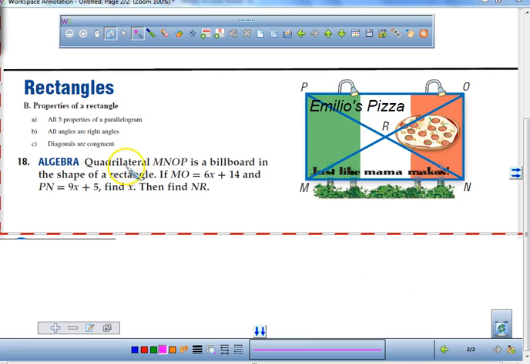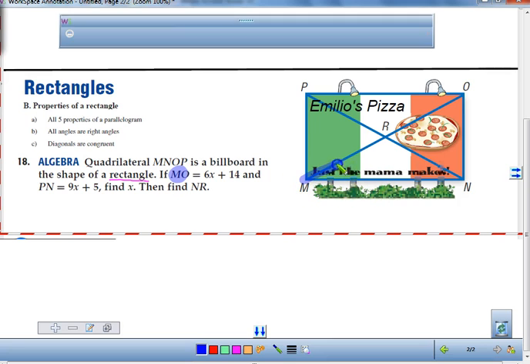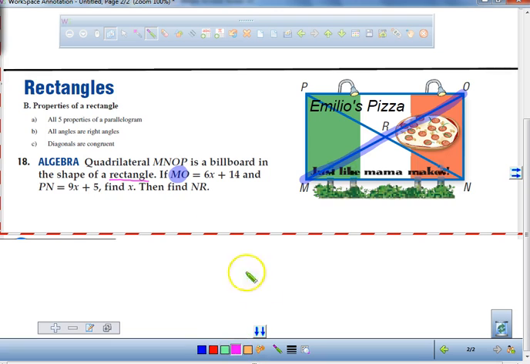So here we go. We have a quadrilateral. It's in the shape of a what? Rectangle. I'm going to highlight MO. MO is this distance from here all the way across. I'm going to highlight PN. PN is this distance all the way across. What can you tell me about the diagonals of a rectangle?